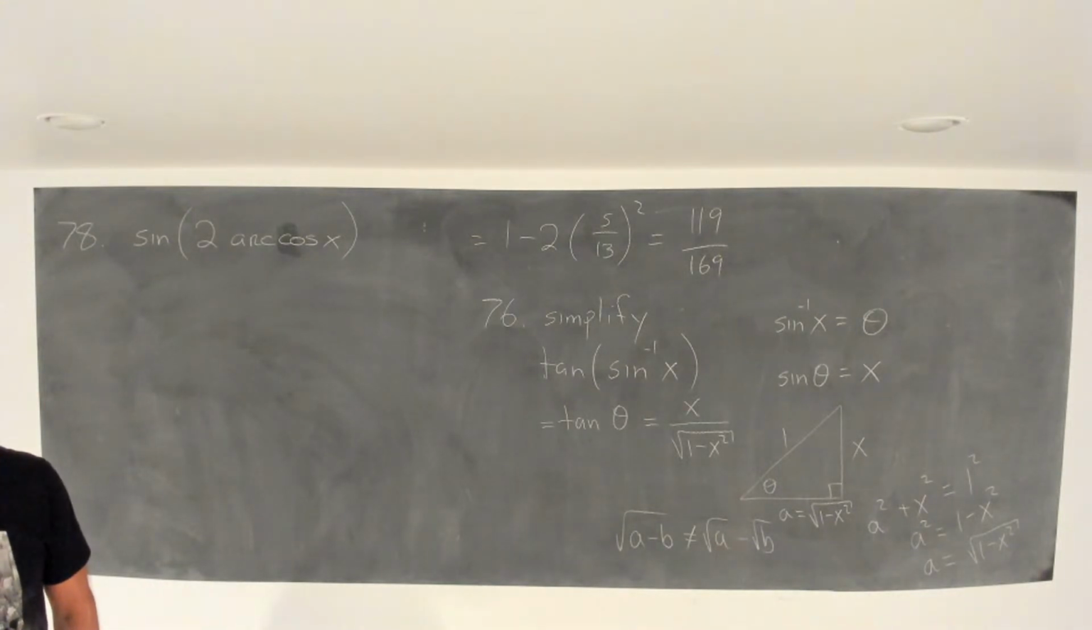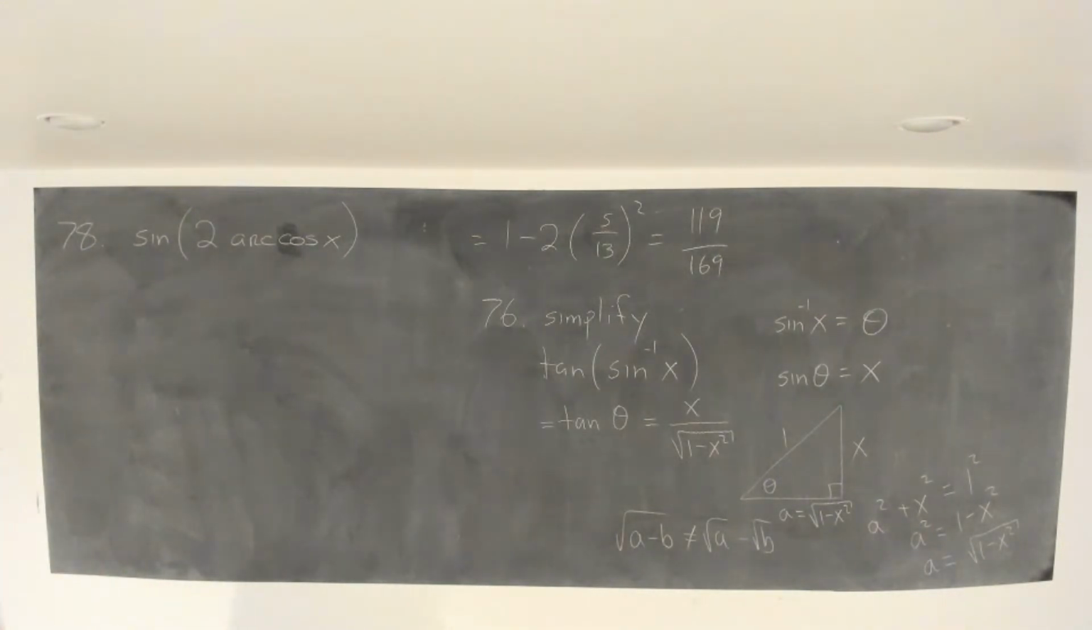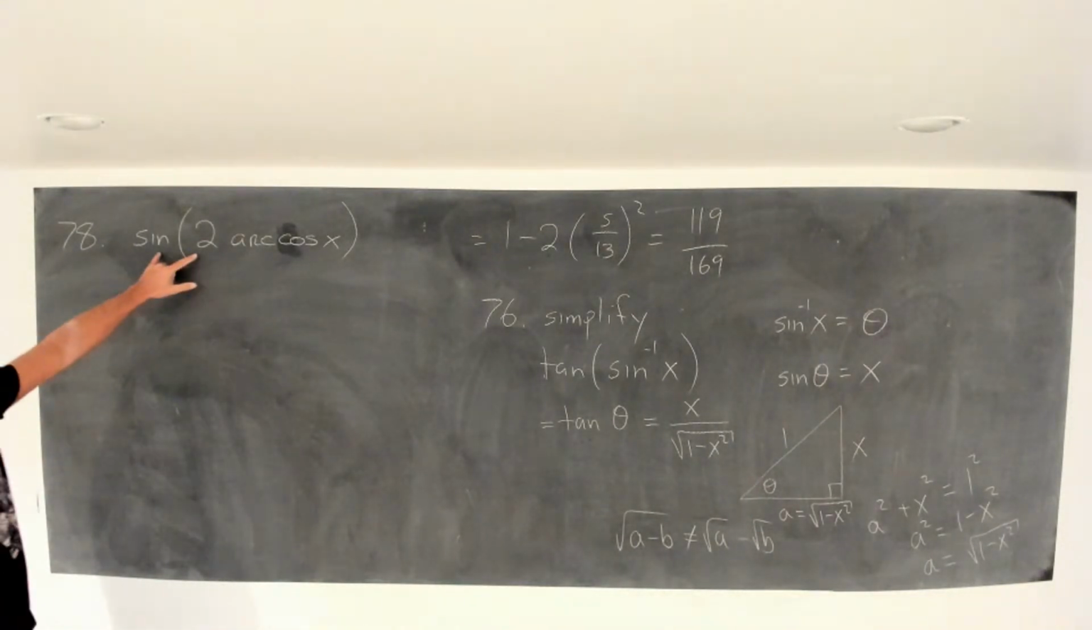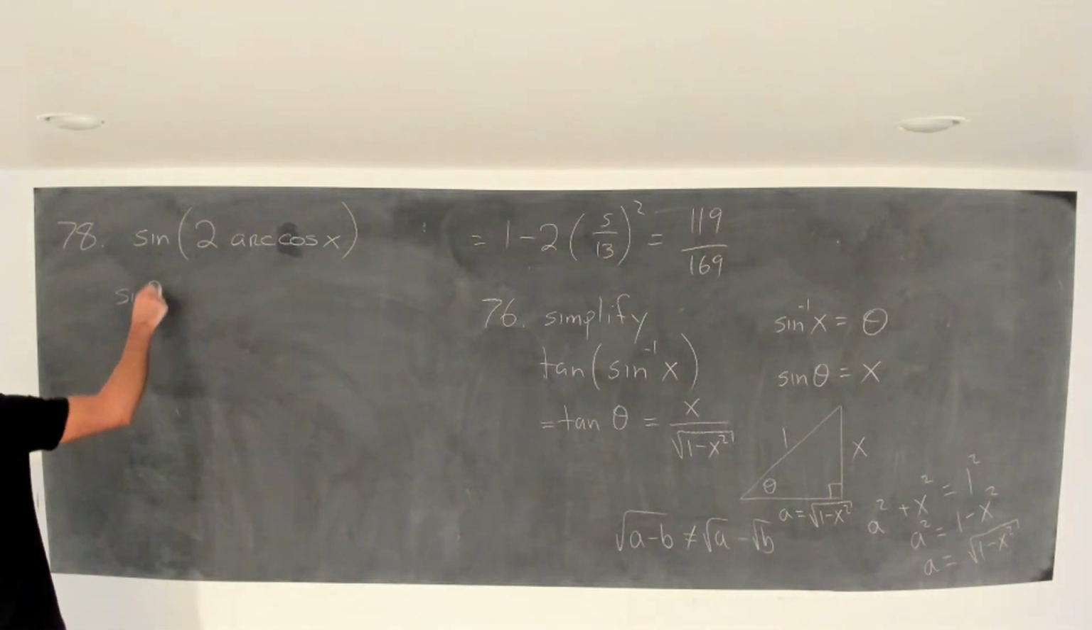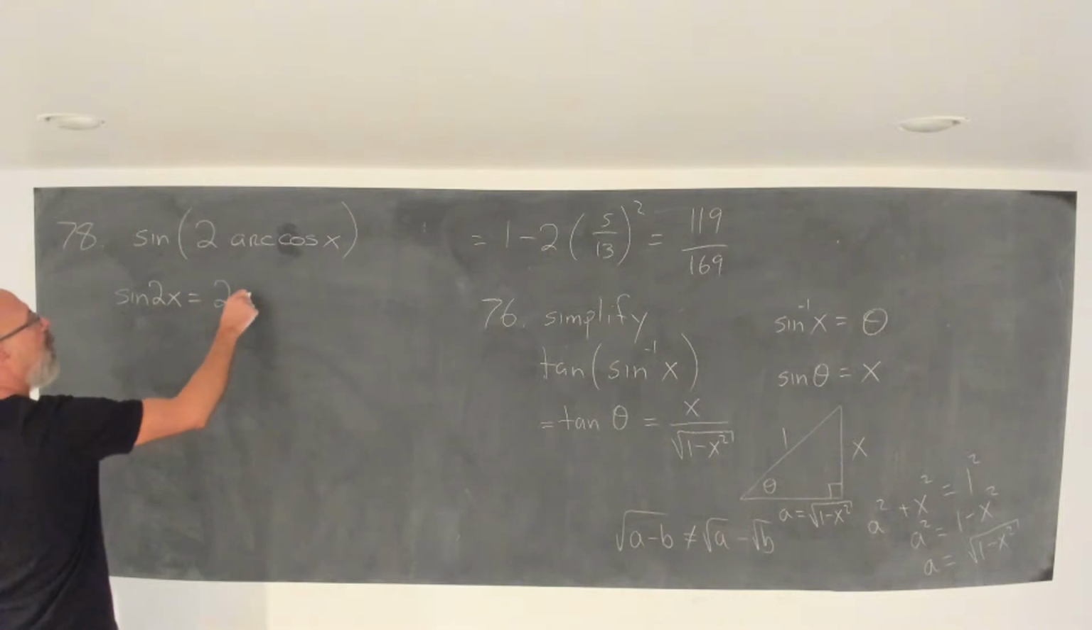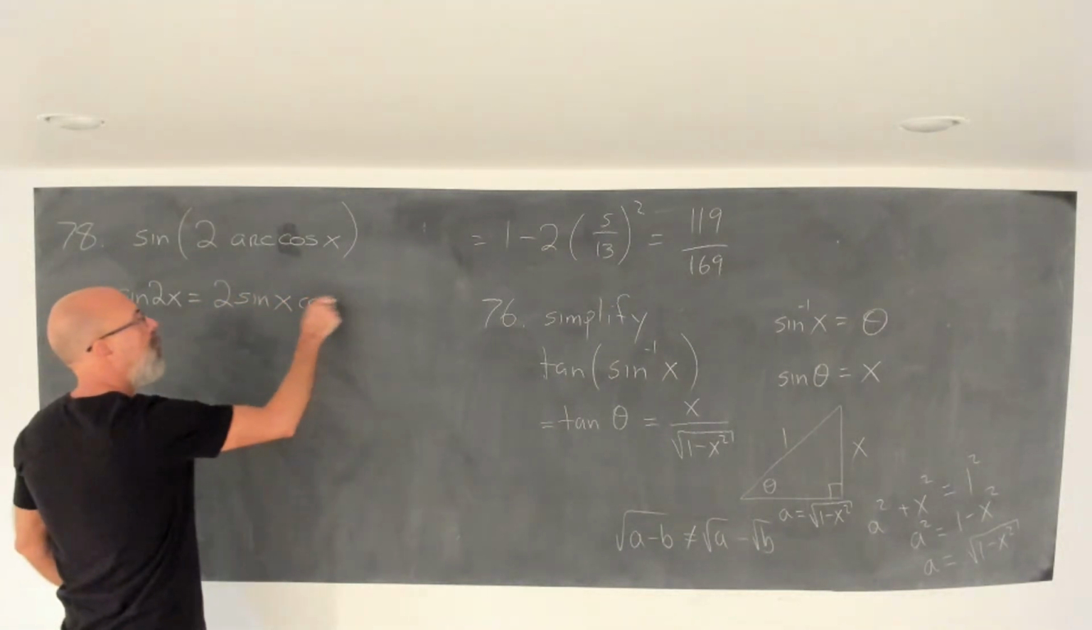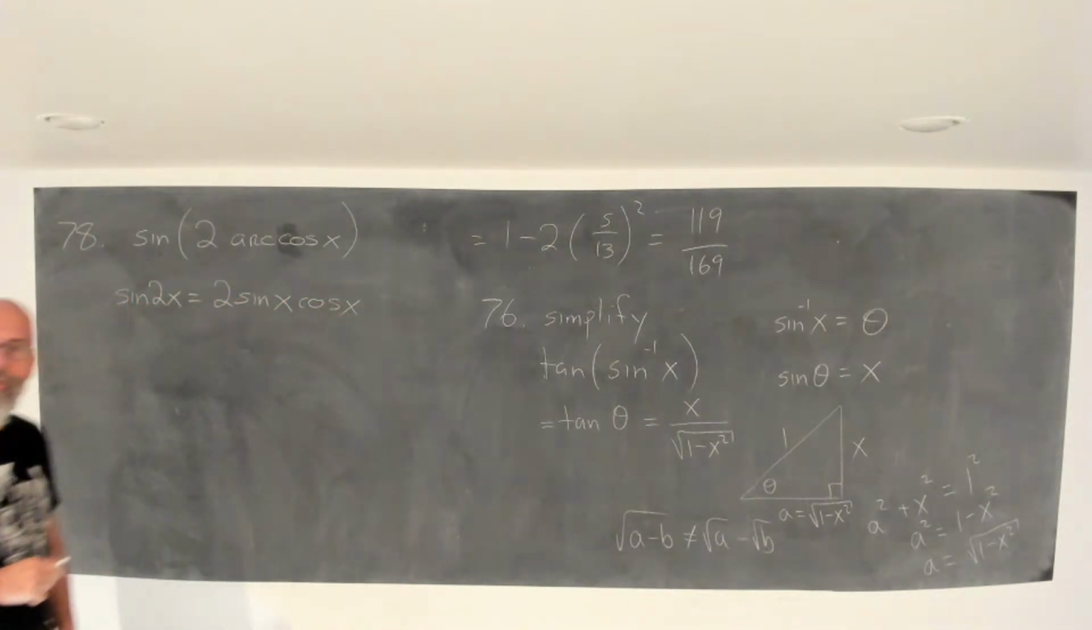Yeah, Isabel. You'll recall again, sine of 2x is 2 sine x cos x, an important identity we saw last time.